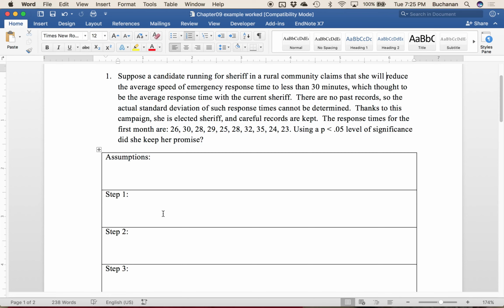But we don't really have any old records, so we're going to have to just say that there's no standard deviation, which is why this is a single t. So thanks to this campaign, she's elected sheriff. And then we have a bunch of response times, and we want to use p less than 0.05.